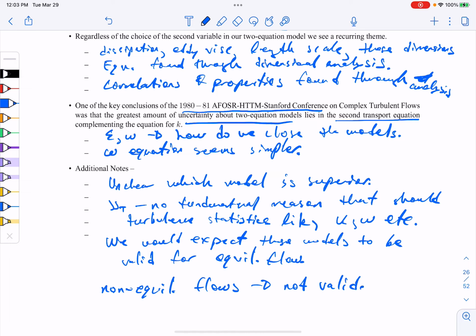But nonetheless, we use these models and closures for those flows anyway. And I think the research into turbulence modeling and their closures is an active research area.